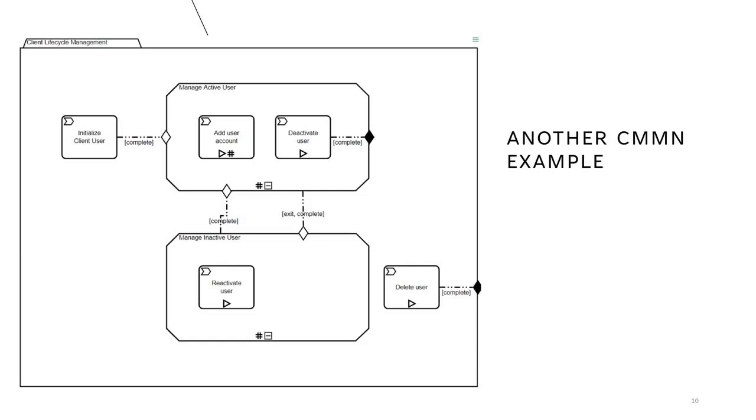Complicated, right? The hashtag marker on both stages means that after completion or termination, they can be re-triggered. Without that marker, they could not. And finally, the process task delete user has no entry conditions. So it could be activated at any time manually, and when complete, terminates the case, the black diamond.